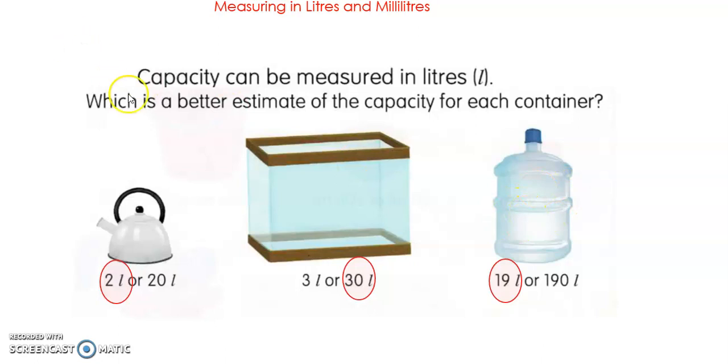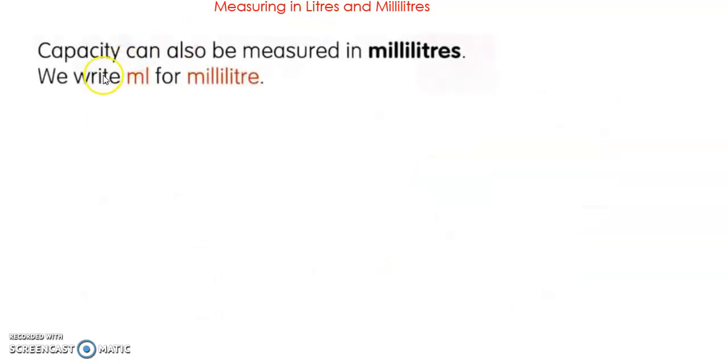Okay, so far we used liters for measuring the capacity of these containers. Now, what if we have small amounts of liquids? How can we measure them? Should we use liters? Actually, capacity can also be measured in milliliters for small or tiny amounts of liquids. So we can write ml for milliliters.